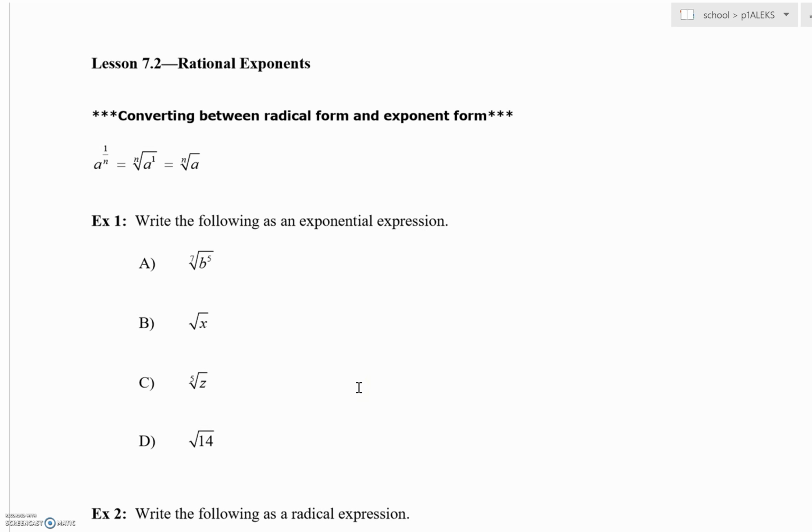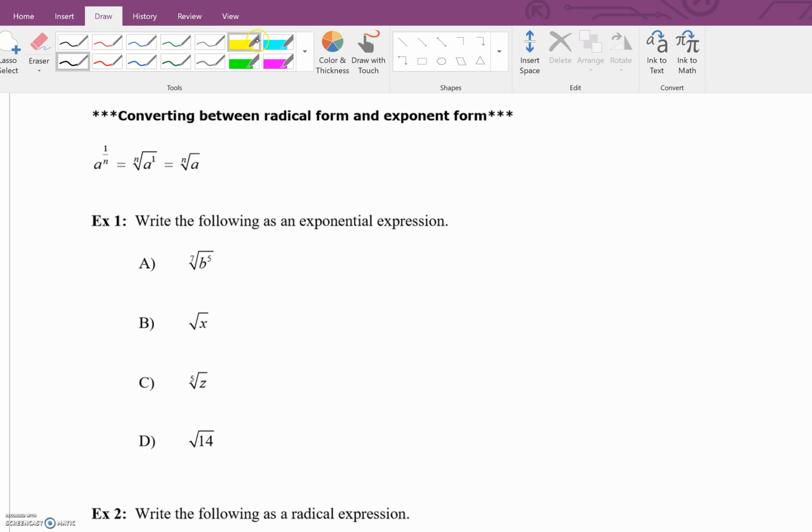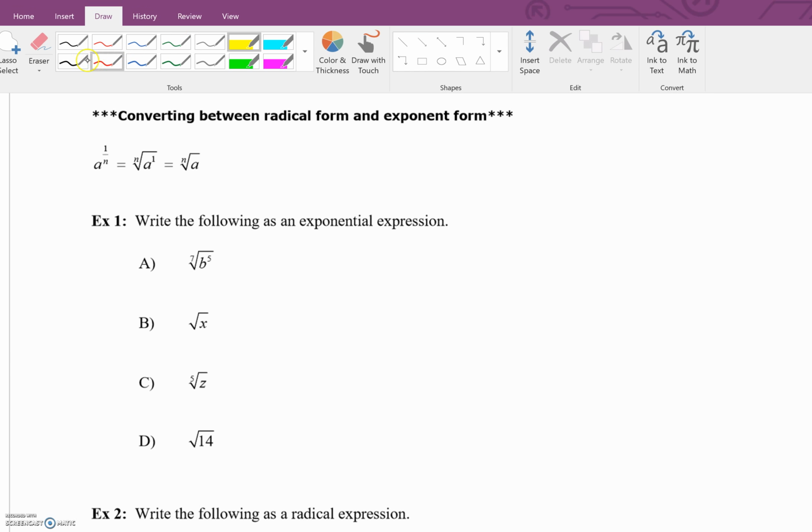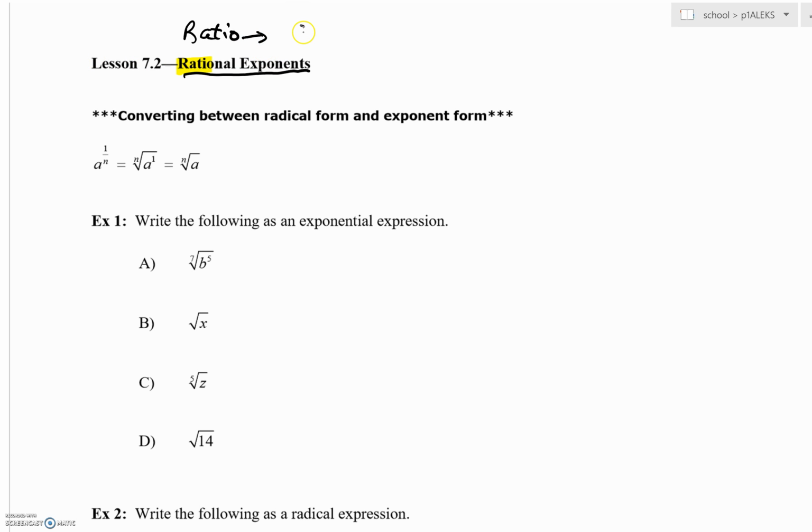Okay, for lesson 7.2 in Algebra 2, we're going to talk about rational exponents. You've got the word ratio inside of the word rational, and ratio means fraction. So that's really what we're going to see today, fractional exponents.